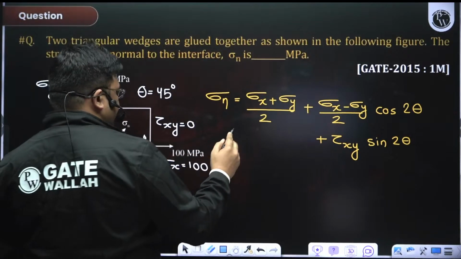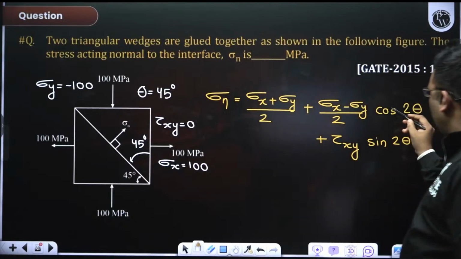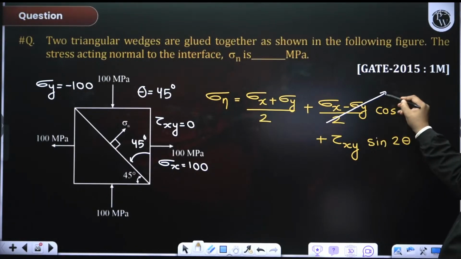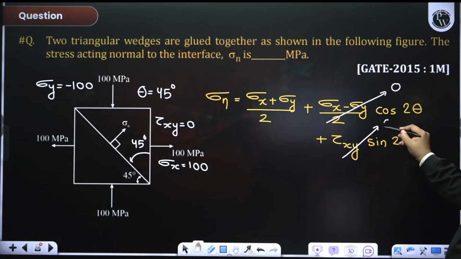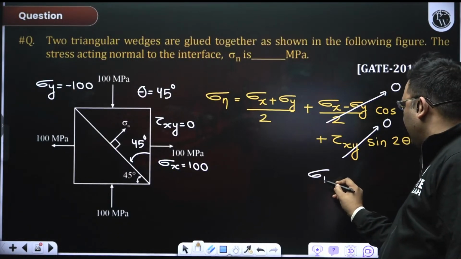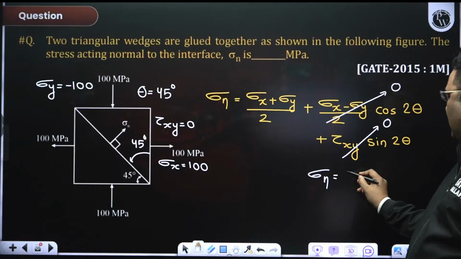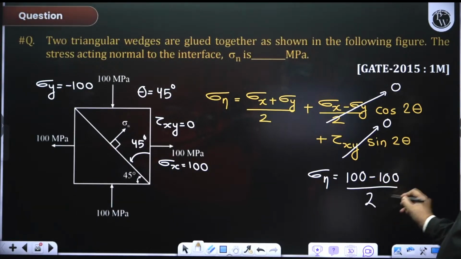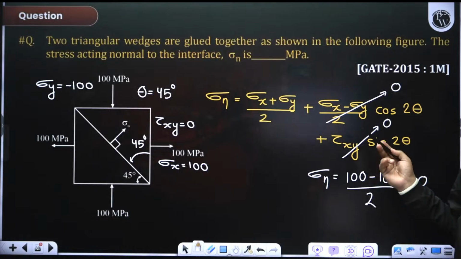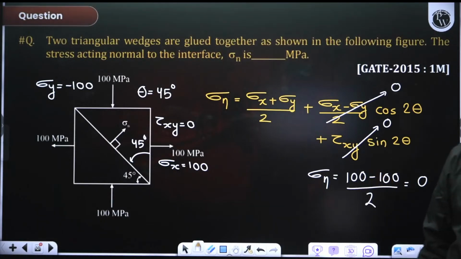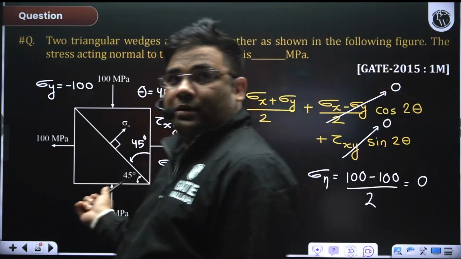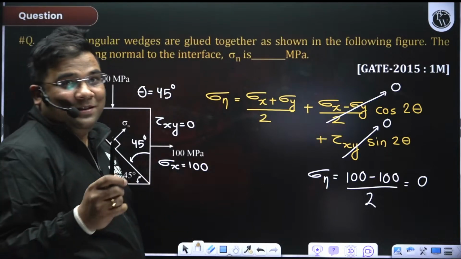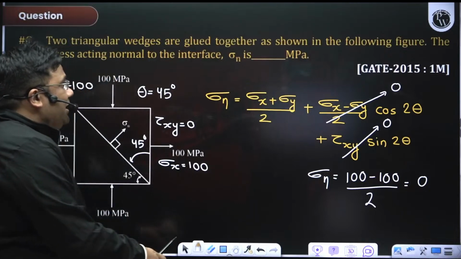So we put here cos 90, which is 0, so this term goes. Tau xy is 0, so this term also goes. So now normal stress will be simply sigma x which is 100 and sigma y which is minus 100, divided by 2. So normal stress becomes 0. This is the basic formula. If you know the basic formula, you can solve.